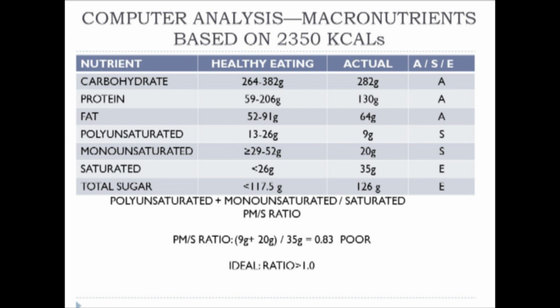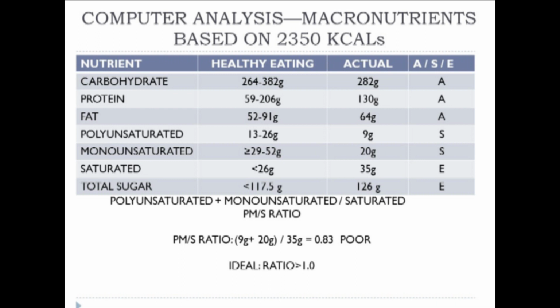Saturated fat is less than 26 grams, which is less than 10% of the DRI calories, if you remember. This person's intake is 35 grams, clearly over that cutoff. Consequently, we can say that this person's intake is excessive. What about total sugar? Cutoff is less than 118 grams. Person's consuming 126. Intake is clearly excessive.